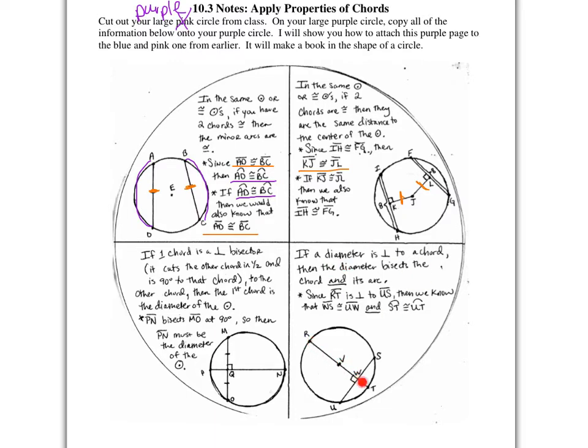If we know that this is the diameter, and it's perpendicular to that other chord, then we know that it bisects the arc. So that means that ST is going to be congruent to TU. And we know that WS is going to be congruent to UW.